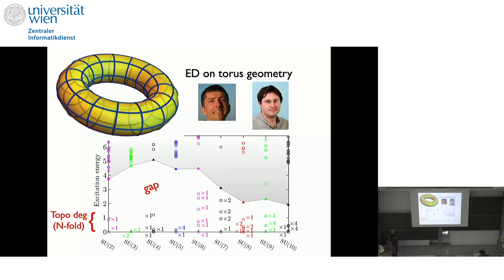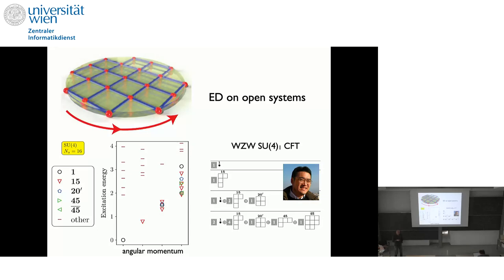Now the other test we've been looking at is by looking at the open system. So in an open system, you will expect to see in the many-body spectrum some edge states, and these edge states are supposed to be well described by the Wess-Zumino-Witten SU(N) theory. So this is a case where N equals 4, and you see here the prediction of the structure of this tower of states from the CFT that we are expecting.